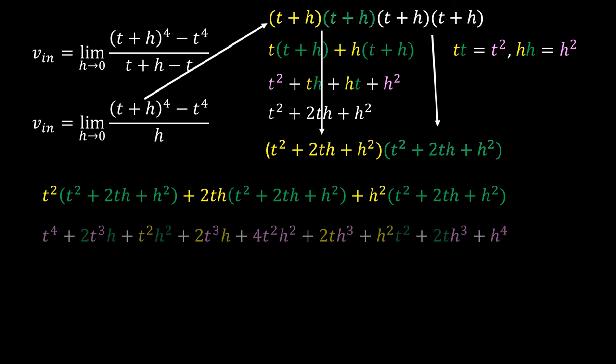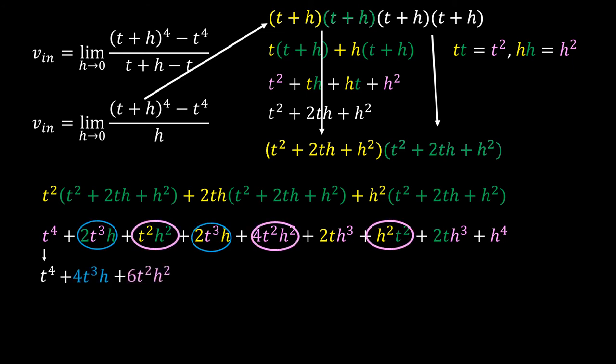This results in the rather long-looking expression t to the fourth plus 2t cubed h plus t squared h squared plus 2t cubed h plus 4t squared h squared plus 2t h cubed plus h squared t squared plus 2t h cubed plus h to the fourth. Gathering like terms, we get t to the fourth plus 4t cubed h plus 6t squared h squared plus 4t h cubed plus h to the fourth.